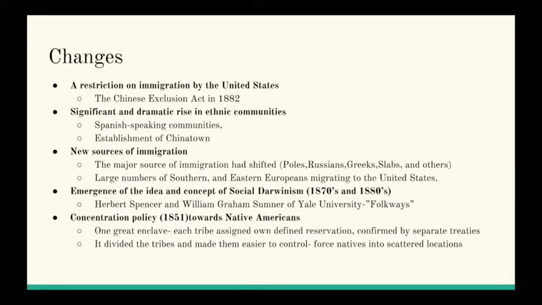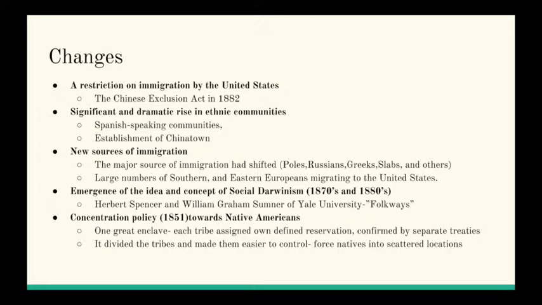Another change was the emergence of the concept of social Darwinism. Herbert Spencer was a proponent of this theory. He argued that society benefited from the elimination of the unfit. William Graham Sumner of Yale University also promoted similar ideas, and this can be seen in his book titled Folkways.